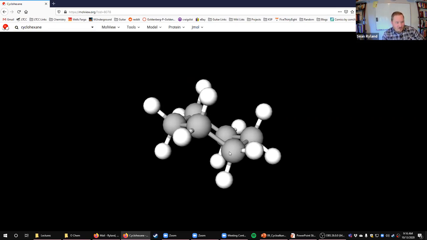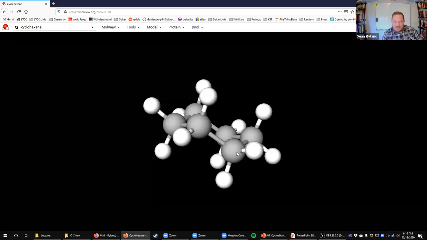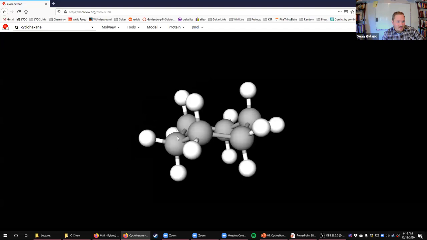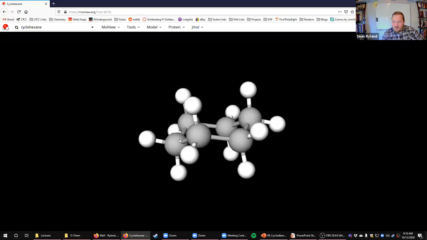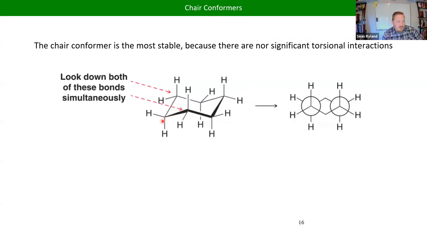If I want to draw this carbon over here as the footrest, I just take it and rotate, right? So there's nothing unique about this carbon that's drawn at the bottom here. You just have to pick a carbon to be the footrest and a carbon to be the headrest, but any of them work. That allows us to draw these in a lot of different ways that are convenient, especially once we start looking at substituted cyclohexanes. We're always going to put one of our substituents at either the head or the footrest, because that's going to be the convenient way to visualize these things.